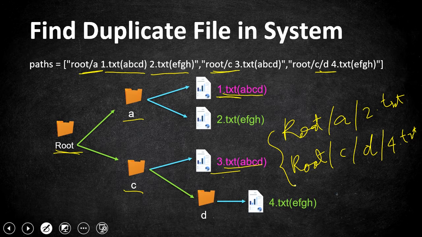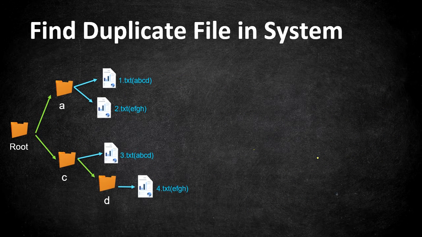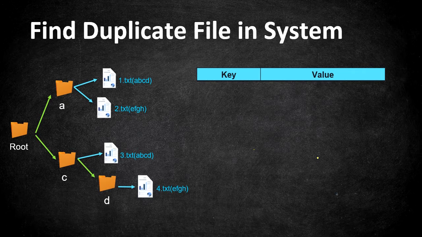So how are we going to approach this? Here is our file system, and we have to group the directories based on the data. If we think of a data structure which groups certain data based on its keys, then it must be a hash map. So we are going to have a hash map which maintains the key. The key here is the content of the file, and the value is nothing but the path of the duplicate files.